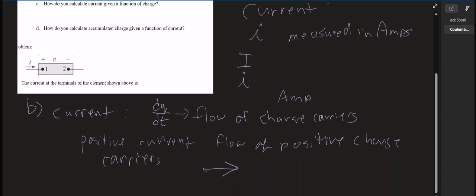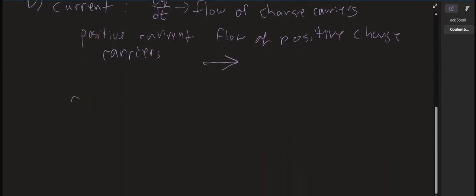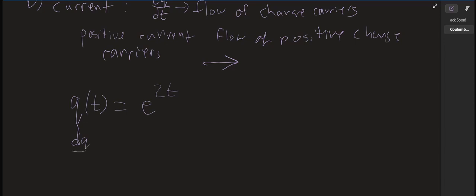How do you calculate current given a function of charge? So if I have, for some reason, a function q(t), the amount of charge I have at a given point and time, is e^(2t), and I want to get the current, it's going to be the derivative of that. So dq/dt, or i, would be 2e^(2t). It'd probably be negative, because you wouldn't have an exponential growth of charge.